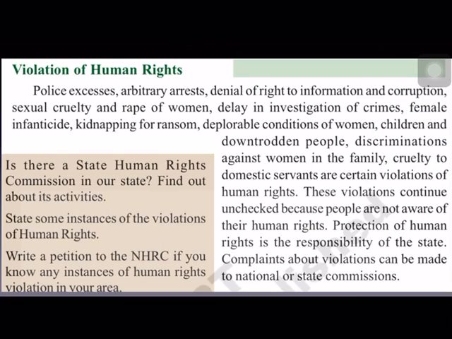Now, violation of human rights. Now, let us see what type of violations can take place.